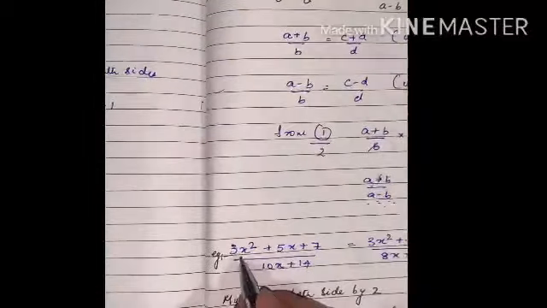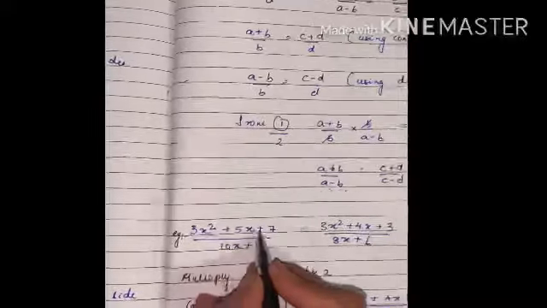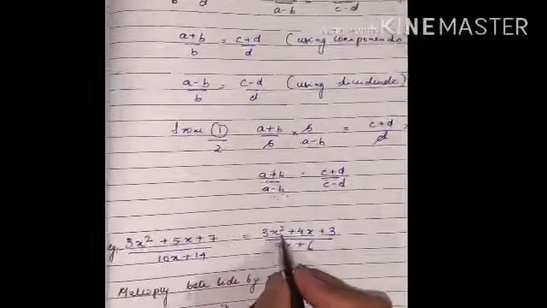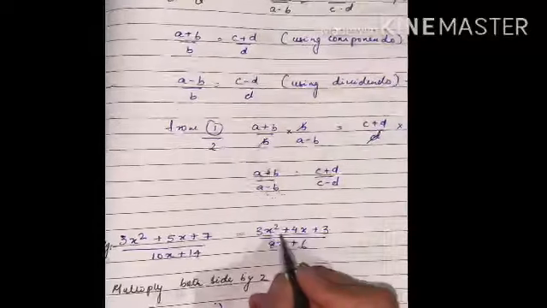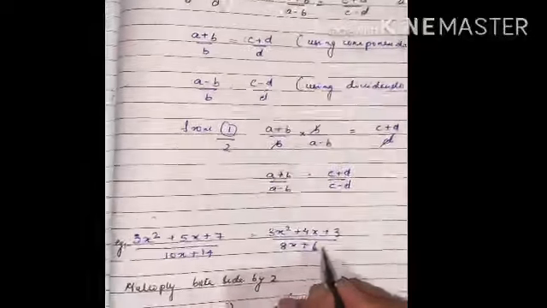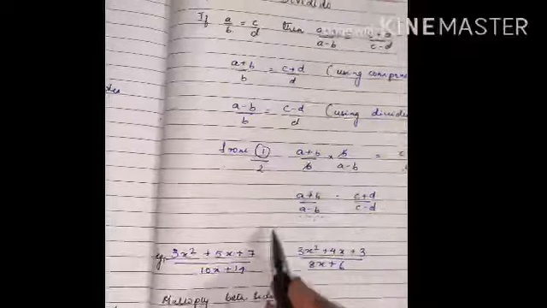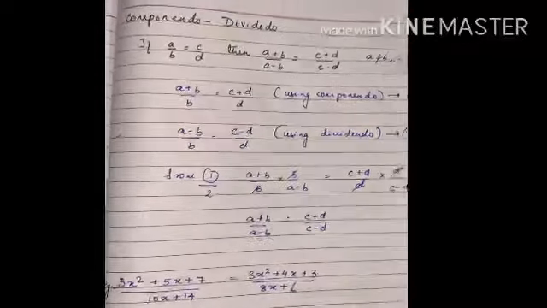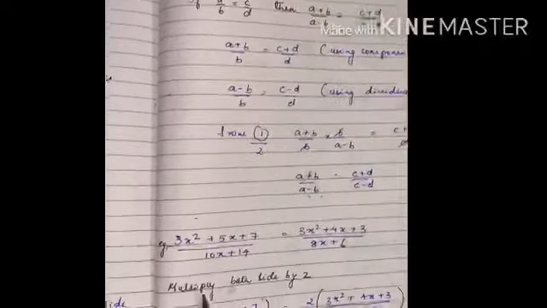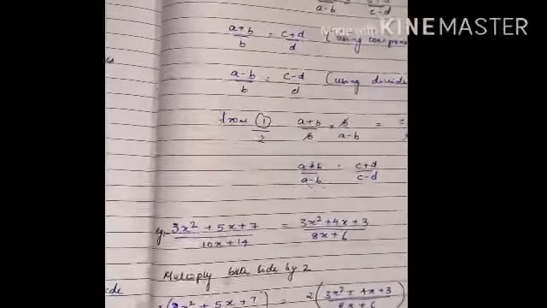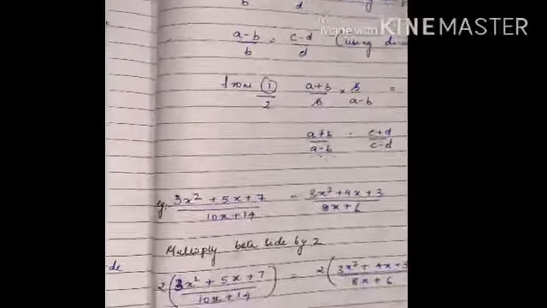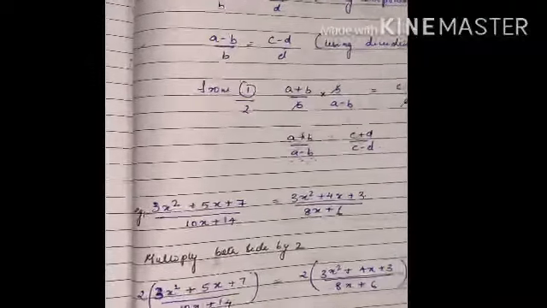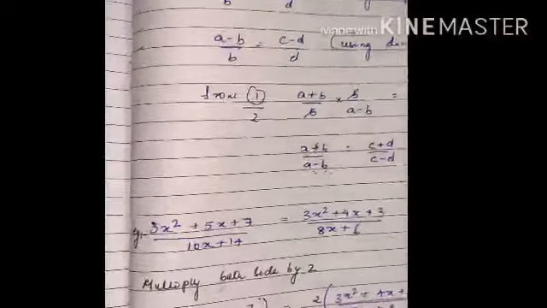Let's take this example: (3x² + 5x + 7)/(10x + 14) = (3x² + 4x + 3)/(8x + 6). If you see this equation, we cannot split this by the normal factorization method. So what we have to do is multiply both sides by 2. When I multiply both sides by 2, I get 2 3s are 6x² plus 5 2s are 10x plus 7 2s are 14.